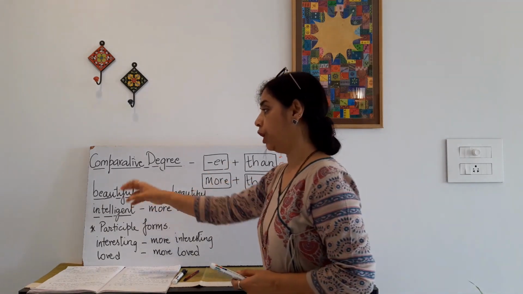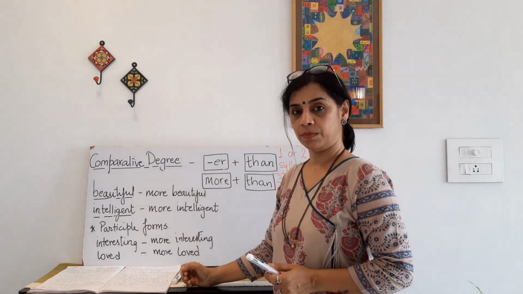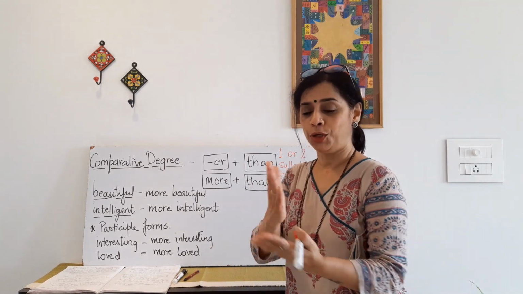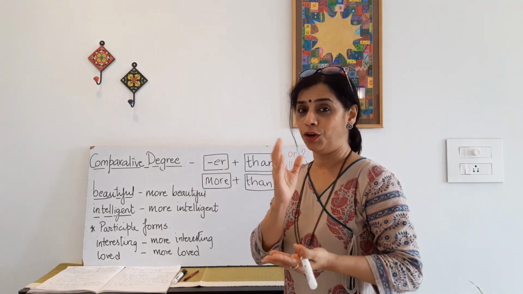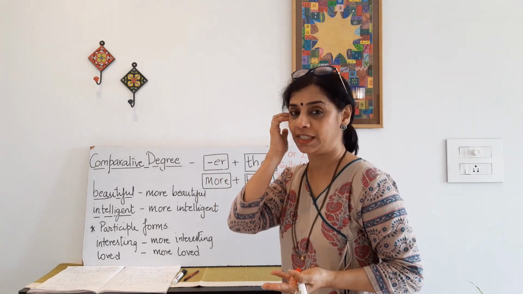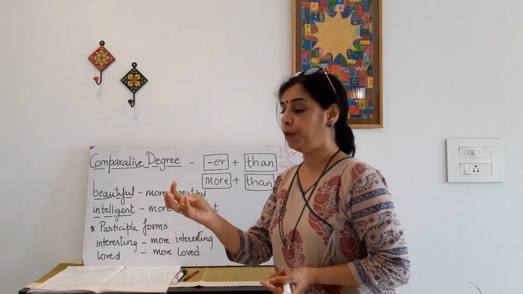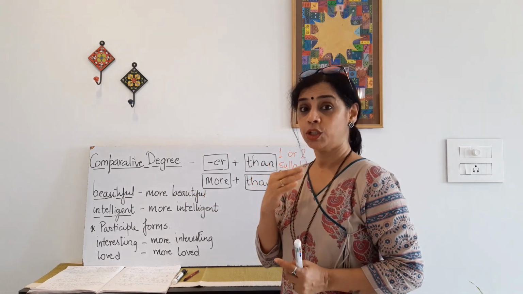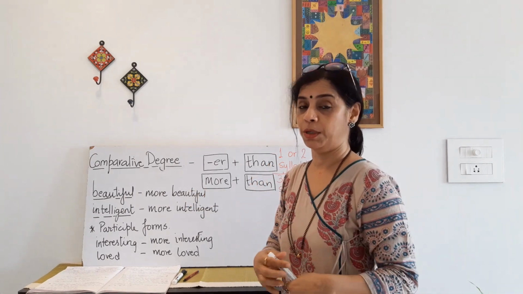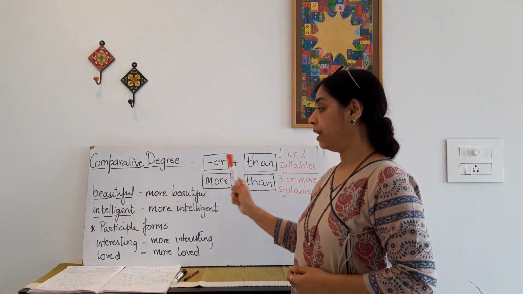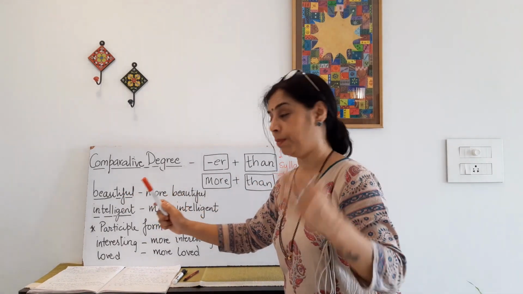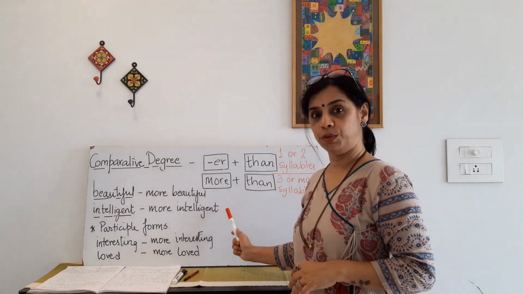Now take this word, beautiful. I hope you know what syllables are. You play Dumb Charades, you break your movie or word into syllables and not into letters. So beautiful, 3 syllables. So 3 syllables or more syllables means you add more. Beautiful, 3 syllables. So beautiful, more beautiful.